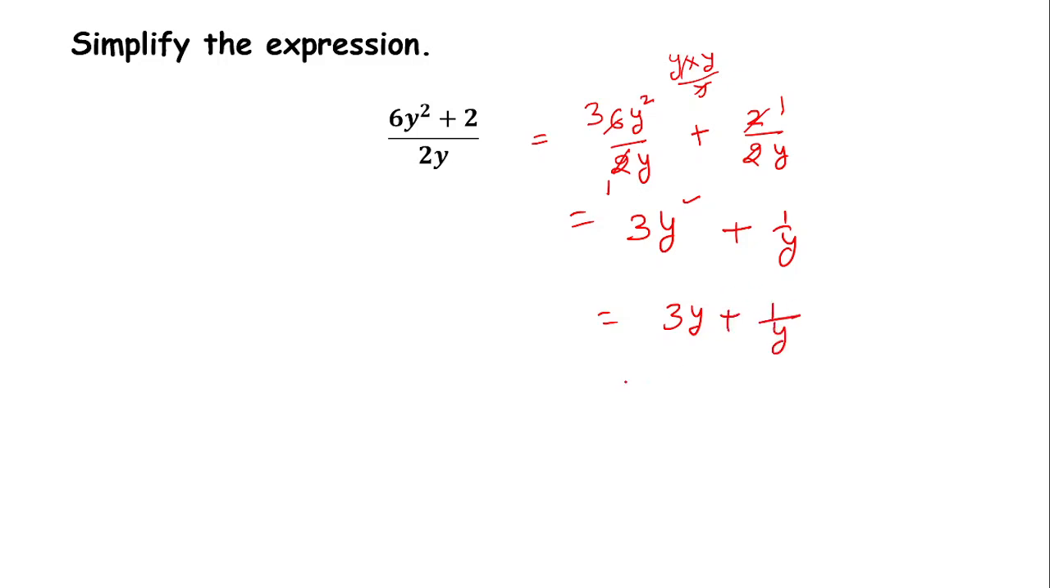Or if you want to write this answer in this form, that is also fine. 1 times y power minus 1. Both are correct. This is the correct answer. That is as well, 3y positive, y power negative 1. This is the correct answer. That is 2.